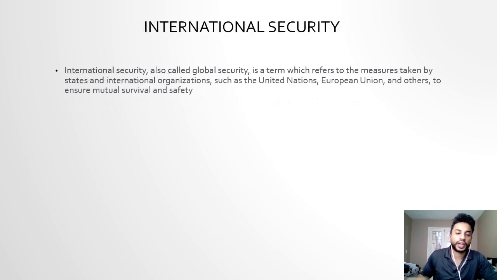And lastly, international security, also called global security, is a term which refers to measures taken by states and international organizations such as the United Nations, European Union, and others to ensure mutual survival and safety. So international security is basically just security that happens around the world.